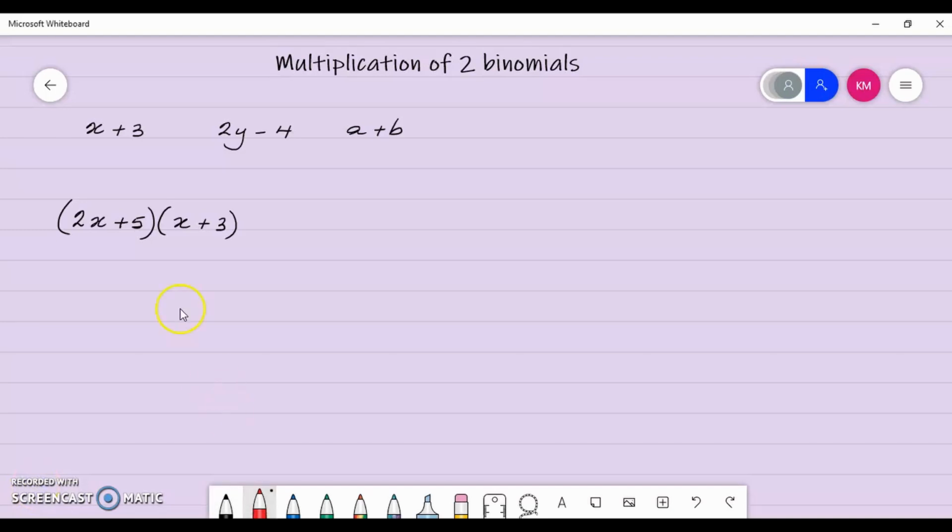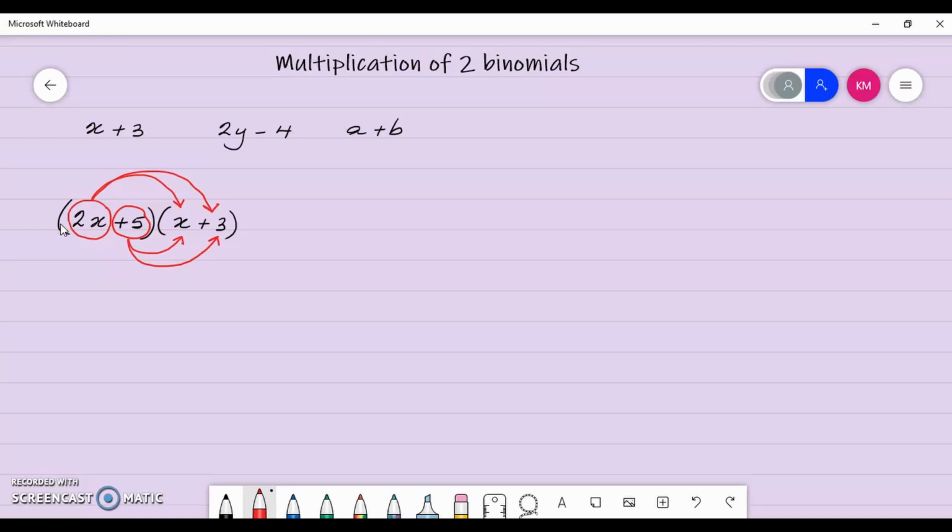Now, in order to do that, we need to take each term from each one of those binomials and multiply it by each one of the terms in the other binomial. Let me show you. So, this is my first term in this binomial, and I need to multiply this both by this term and by this term. Then I'm going to take this term and multiply it by this term as well as this term.